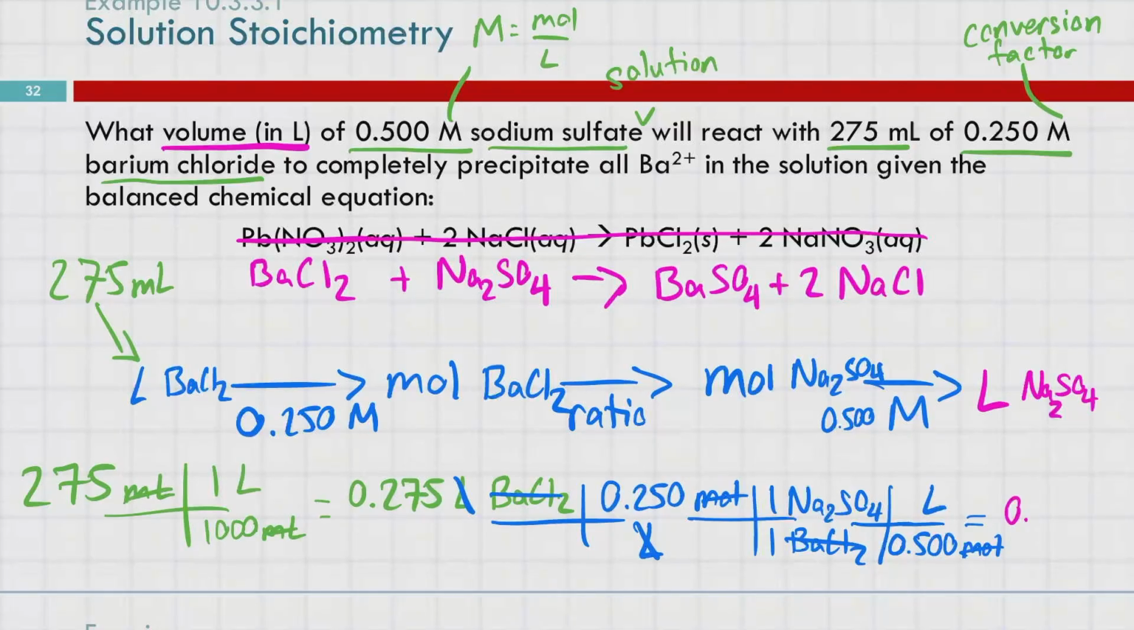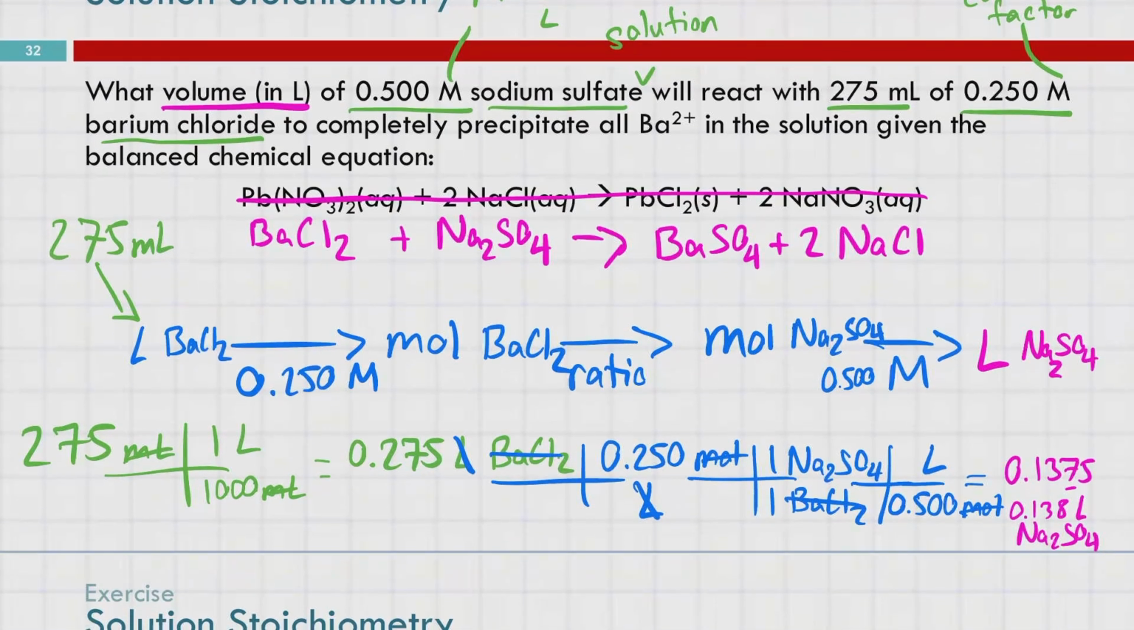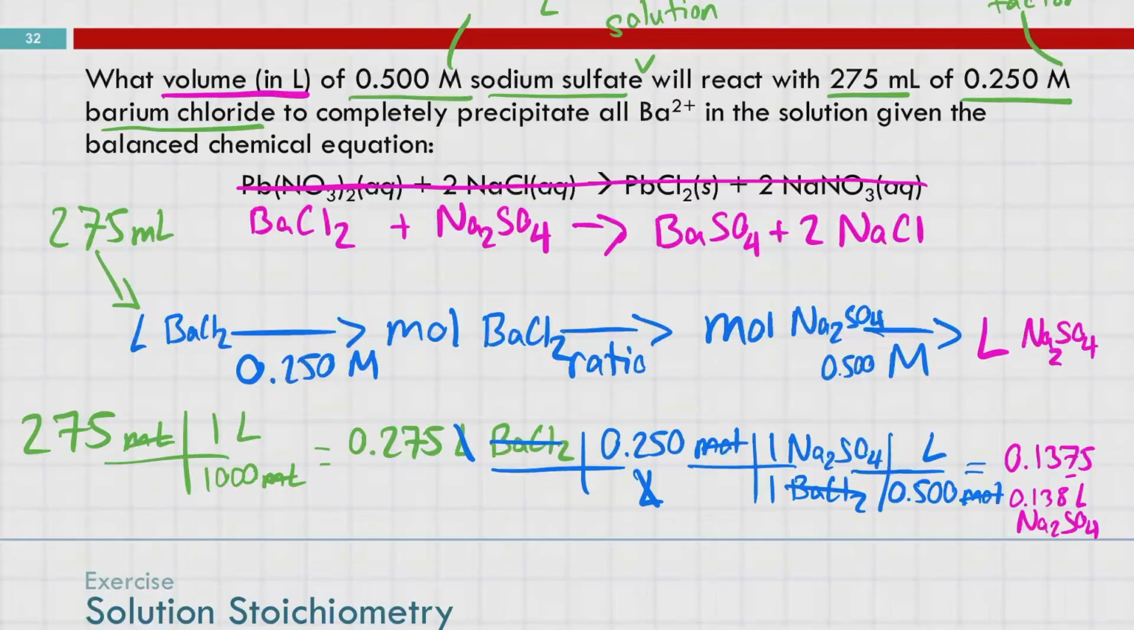It is 0.1375 or 0.138 liters sodium sulfate. Questions?